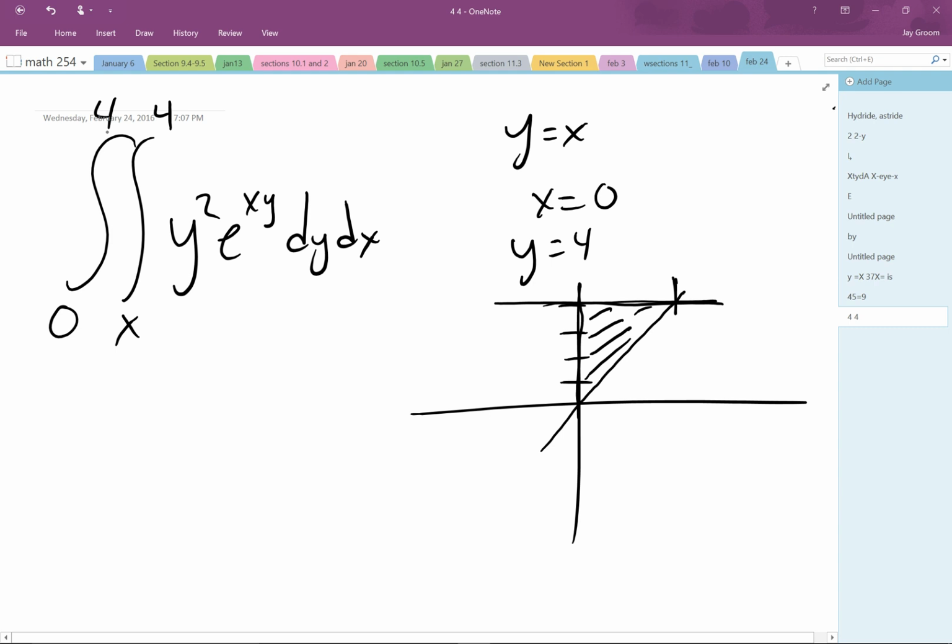So, you type that into your calculator. Integral of y squared times e to the parentheses x times y, don't forget that, comma, y, comma, x, comma, 4, comma, x, comma, 0, comma, 4. That should do the job. What do you get?